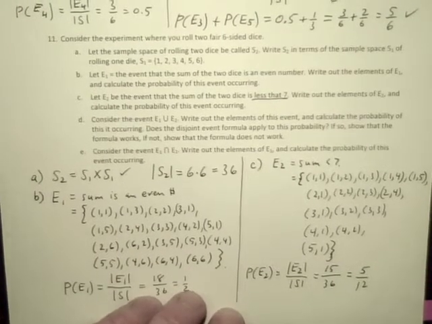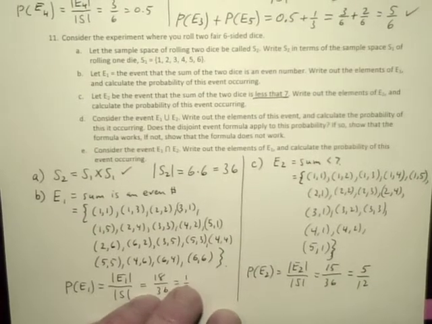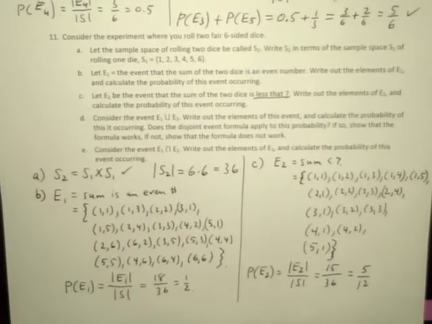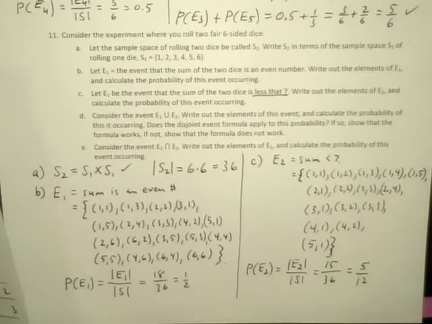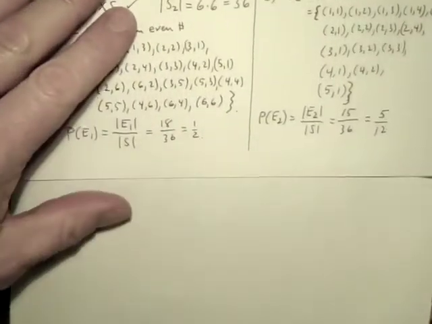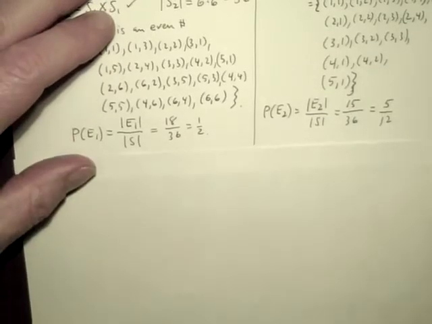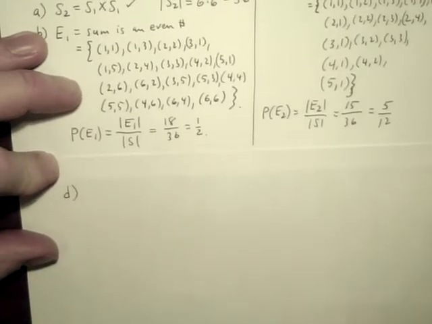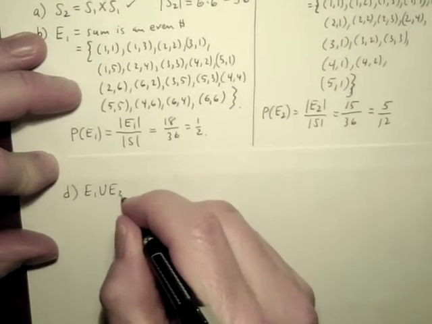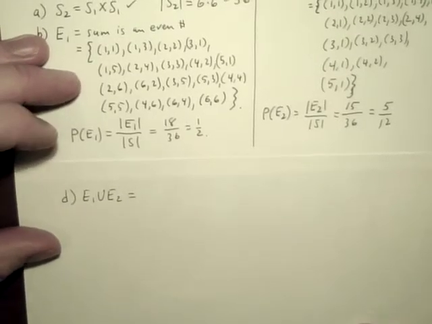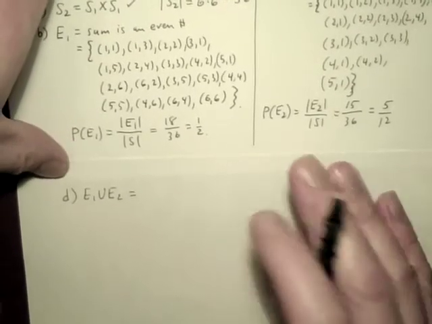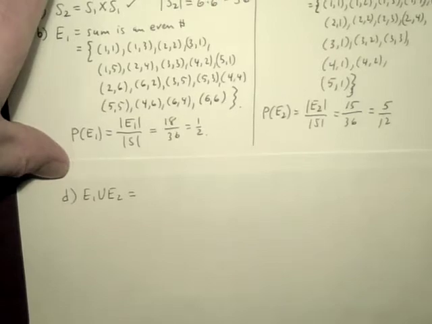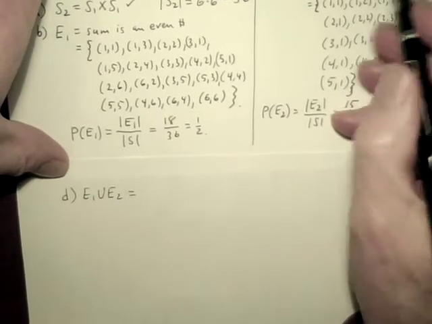Okay, that's part C. Now, parts D and E consider the union and the intersection of these two events. I think I'm moving on to the back of the previous page again, like I had to do last time. Let's consider the union first. Part D says let's consider E1 union E2. So it's all 18 of these guys plus any of these guys. Really, I want you to write out the elements of that and calculate probability.